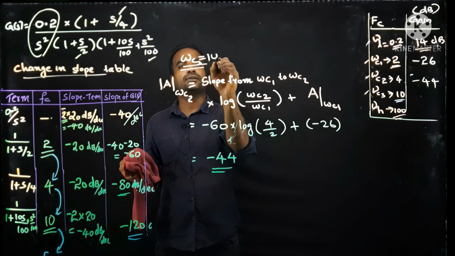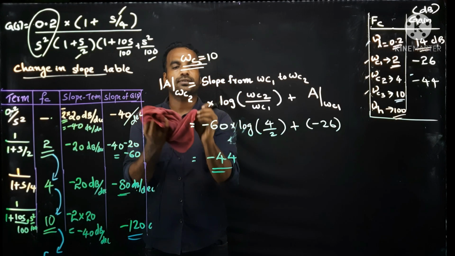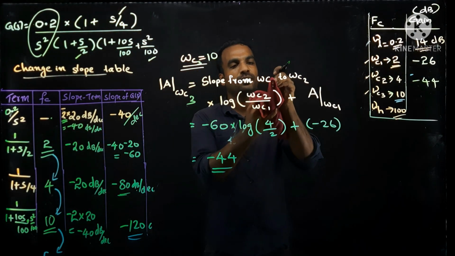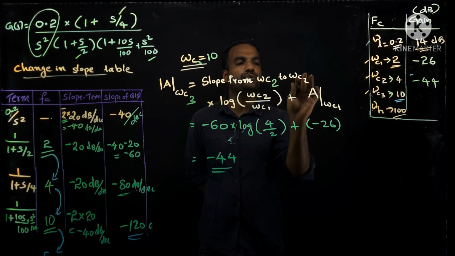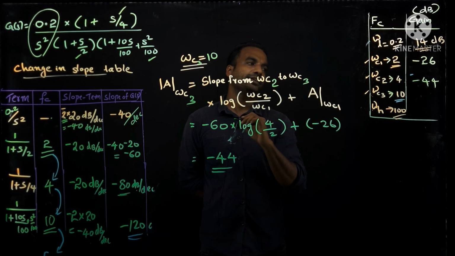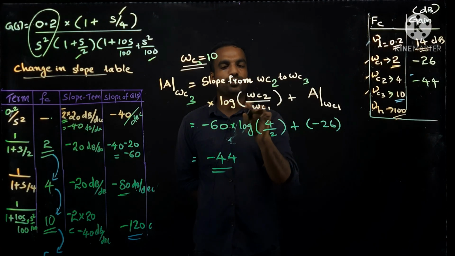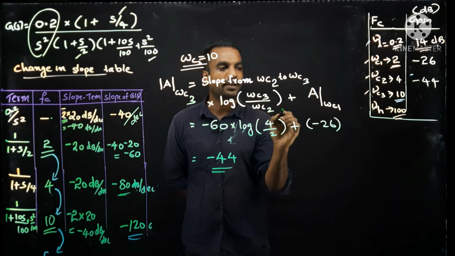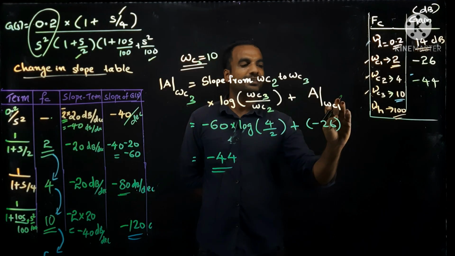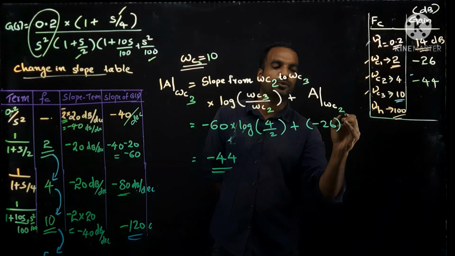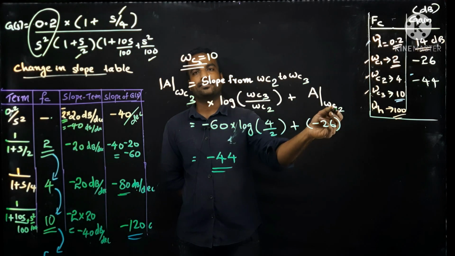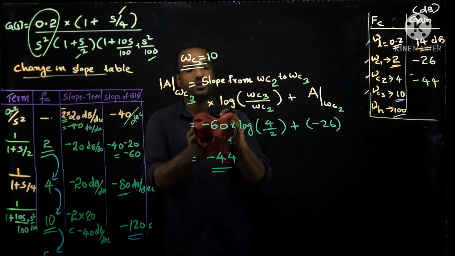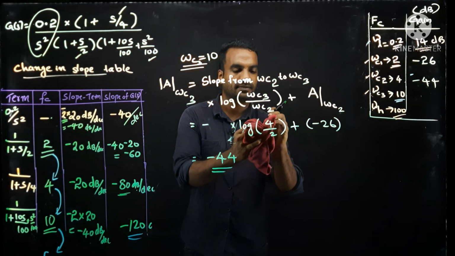Omega C3 is equal to 10. So gain at omega C3 is slope from omega C2 to omega C3 into log of, what is the change? Omega C3 by omega C2, plus gain at the last point. Which is the last point or starting point? Omega C2. I modified the equation. Now here also we need some modifications.